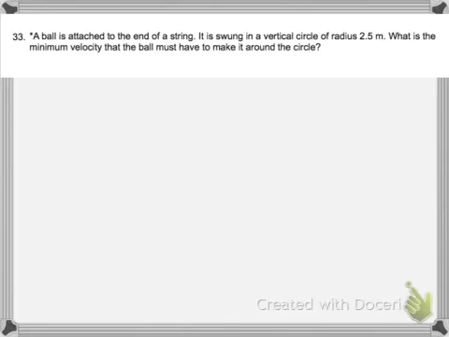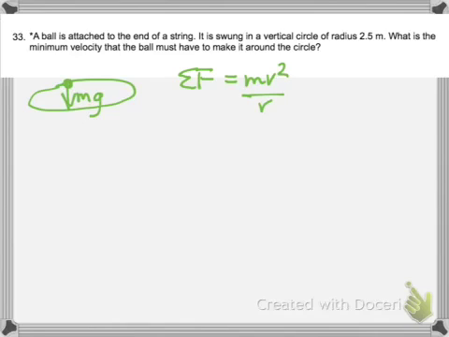So again, we need to understand what we're doing. So we have a ball that is being swung in a vertical circle, and again, we're going to have a downward force from our force of gravity. So again, if we start with our net force equaling mv squared over r, we're going to again substitute in our force of gravity for our net force equal to mv squared over r.